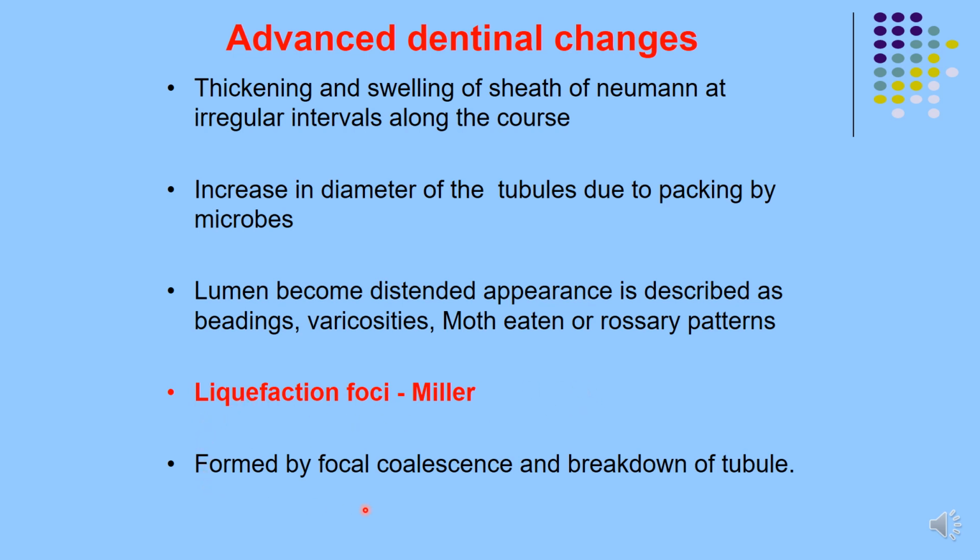Now, this liquefaction is formed by focal coalescence and breakdown of. This is a decalcified section of a carious tooth. So this is enamel space, okay, which is lost because of the process of decalcification. This is the entire dentine.